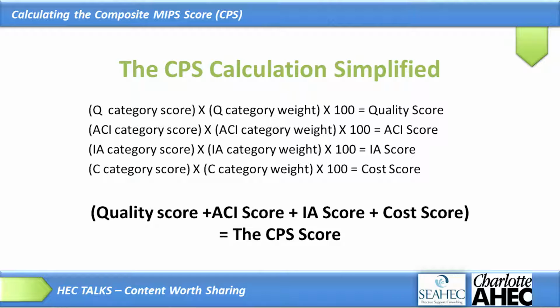The IA category score is determined, which is then multiplied by the assigned IA weight and then multiplied by 100 to get the IA category performance score in points. And lastly, the cost category score is determined, which is then multiplied by the assigned cost weight and then multiplied by 100 to get the cost category performance score in points. All the category scores are added together to get the Composite Performance Score, or the CPS. Now we have determined the CPS.